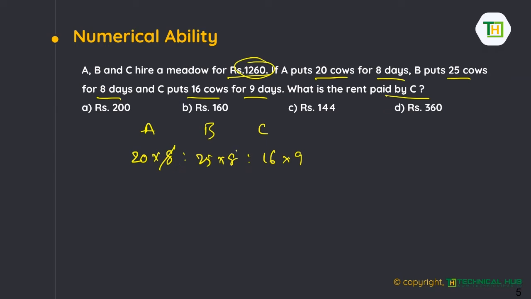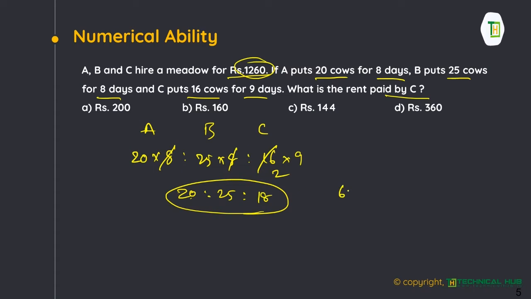Yes. 8 and 8 can be cancelled. And are any more cancellations possible? No. No other cancellations are possible. So directly you can take it out. 20 is to 25 is to 18. Now you can add all the values. 20 plus 25, 45. 45 plus 18, 63. All together we will have 63 parts.